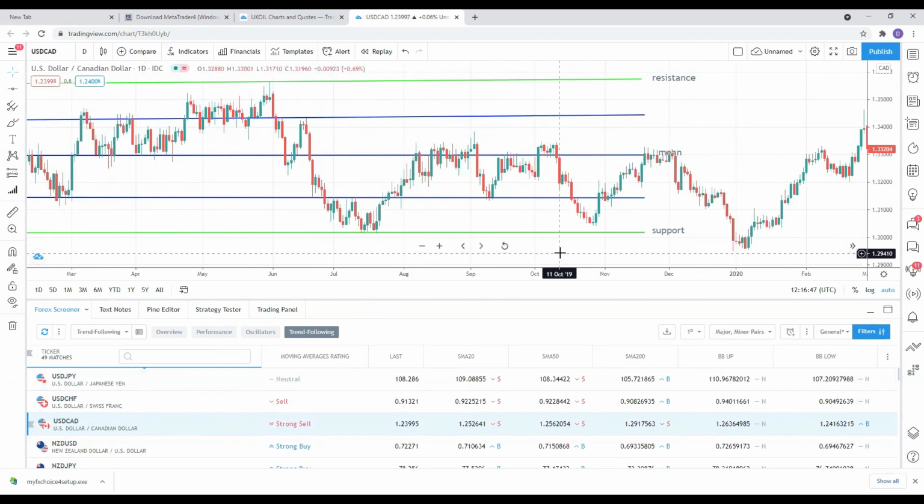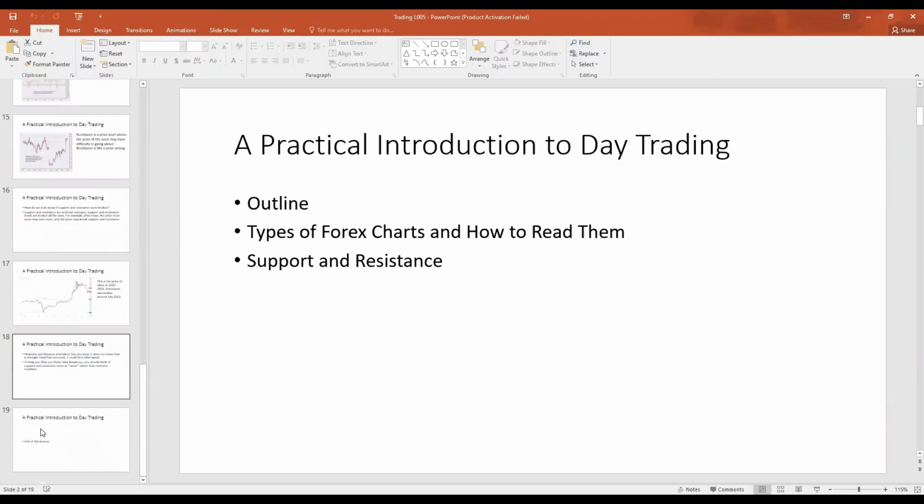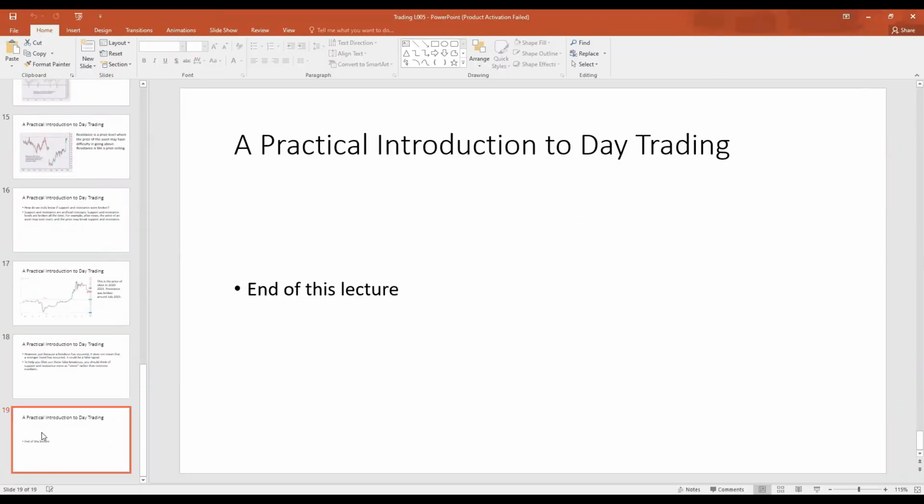So this is the basics of support and resistance. In the next lecture, I will go into detail on technical analysis. This is the end of this lecture.